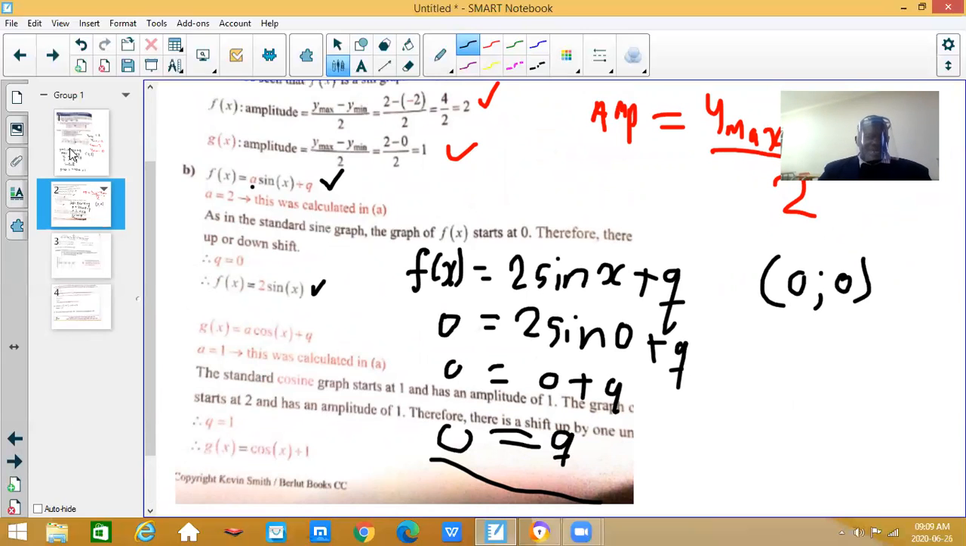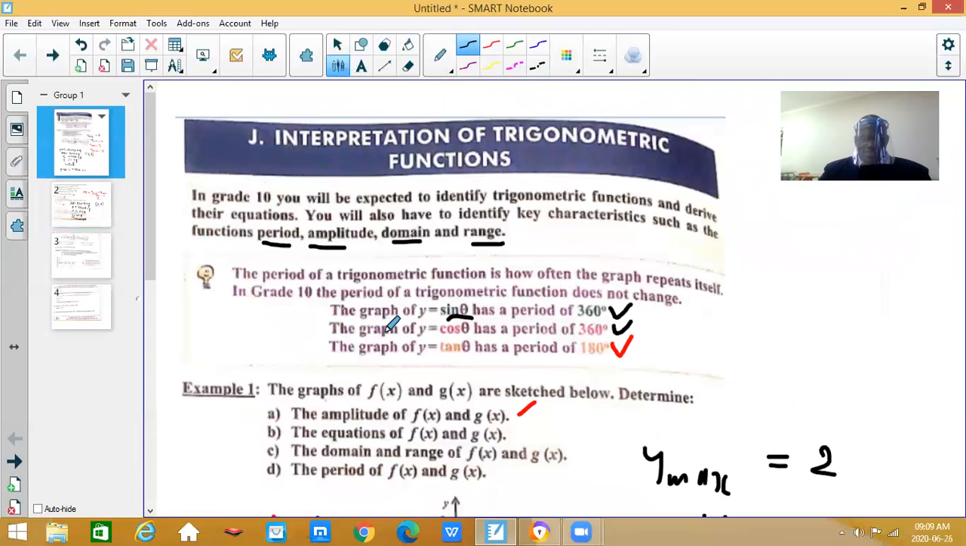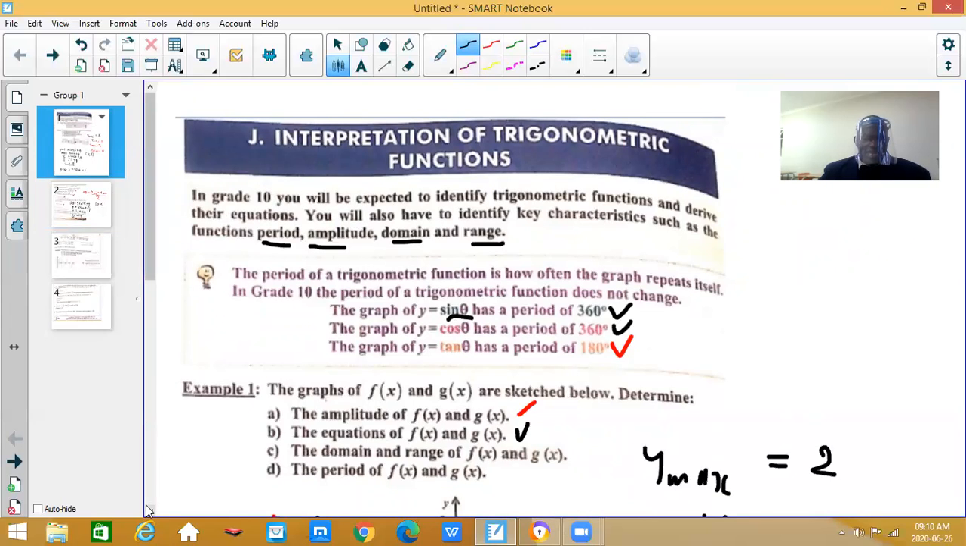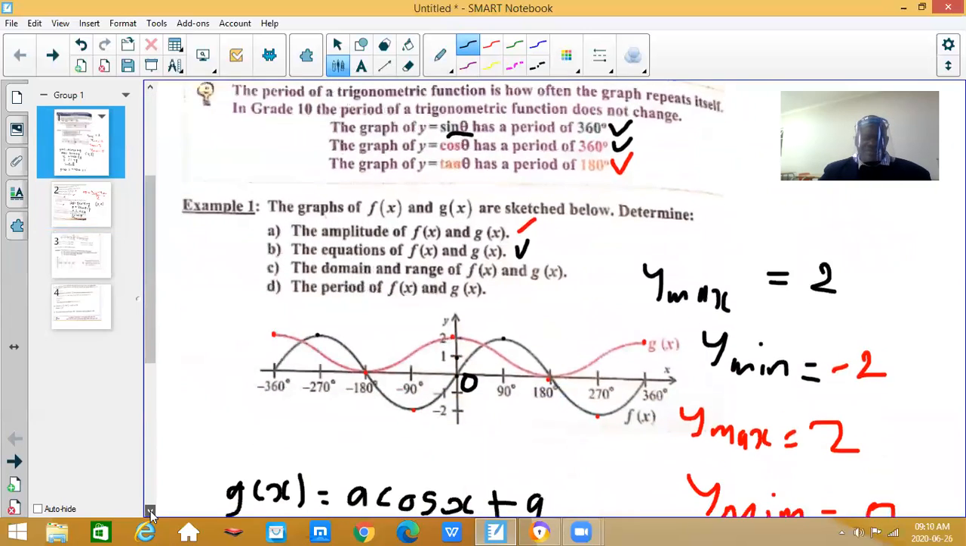Okay. Now let us check and see if we still have something else. Right. Now we want to find the domain. We are done with the equations of f(x) and g(x). The domain and the range of f(x) and g(x). When we are looking at the domain, basically we are looking at the graphs that we have. Let us analyze the graph that we have.